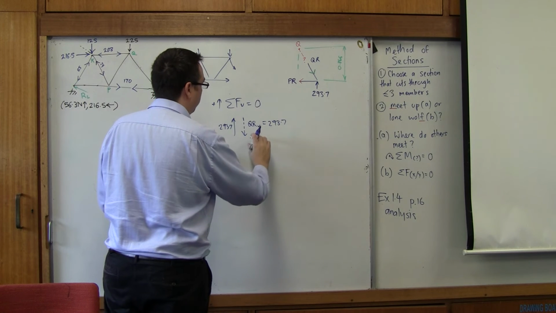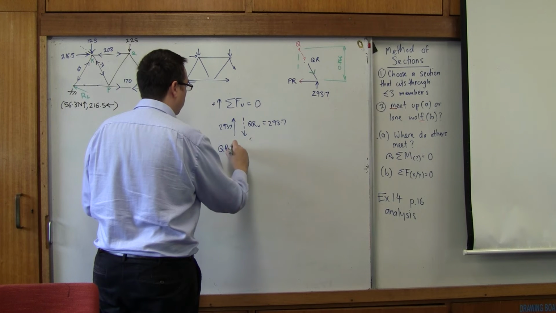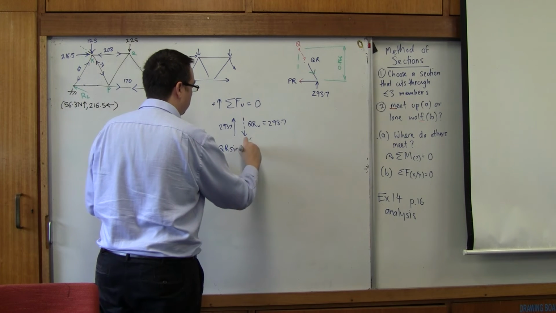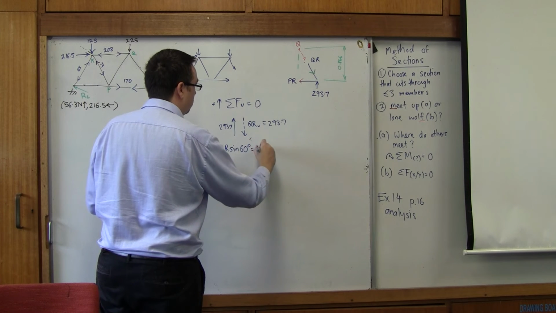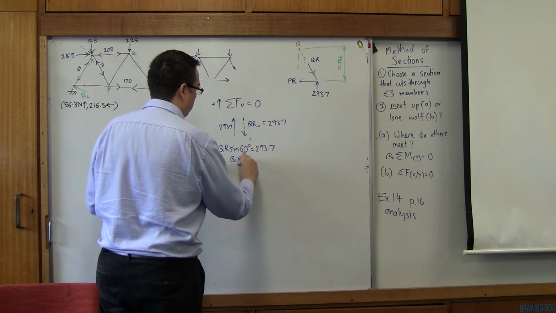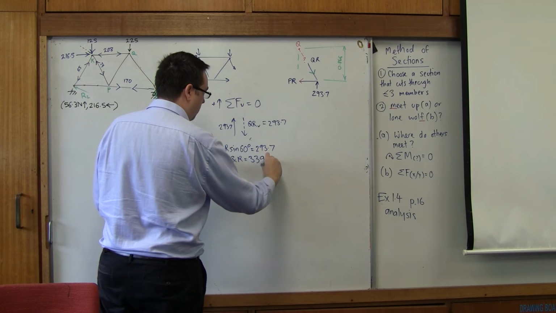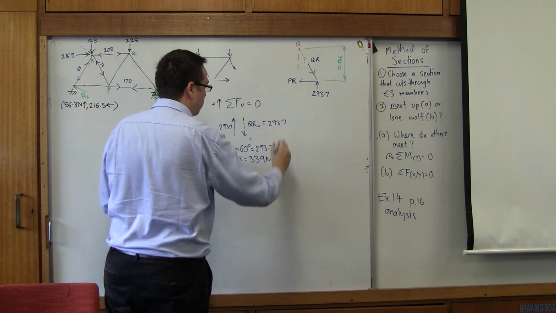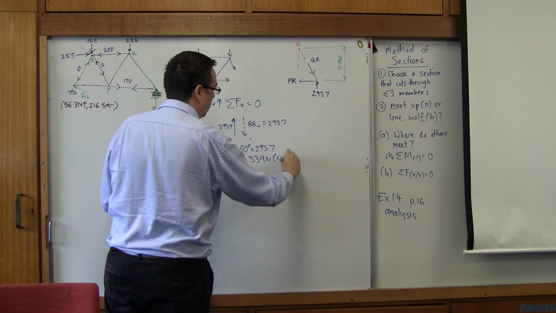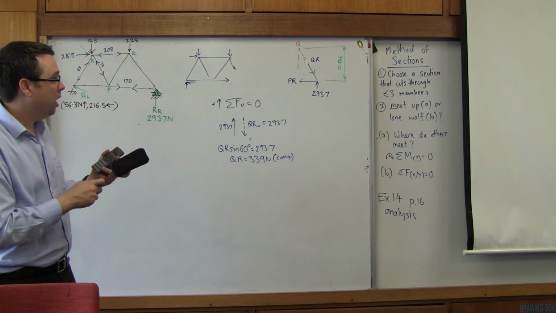Therefore, I'll just write Copeland's working out here. If I say QR sine 60 equals 293.7, QR equals, and we've figured out it's compression from observation, right? That's totally reasonable working out. That's excellent working out.